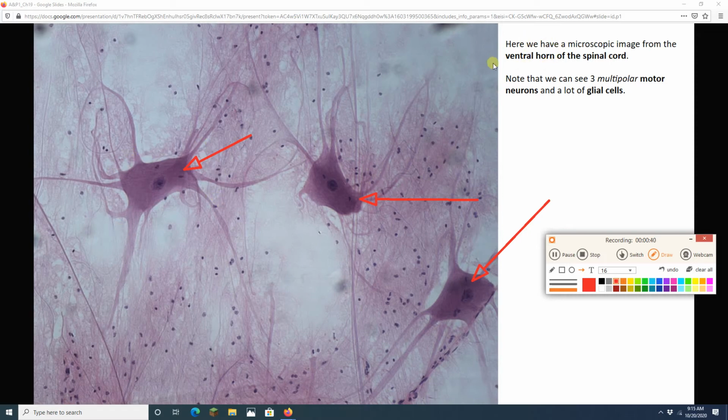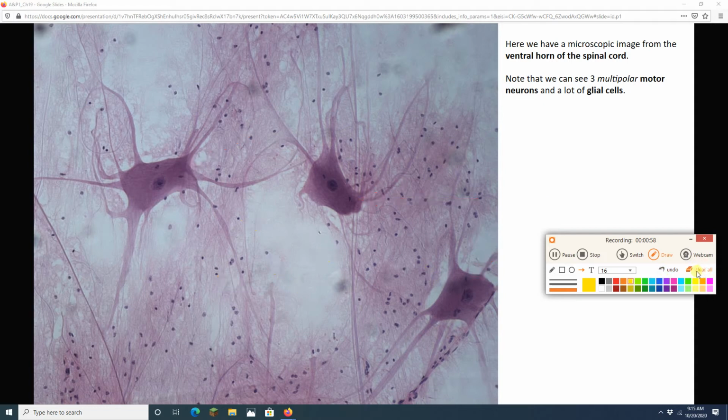If it's from the ventral horn of the spinal cord, as we'll soon see, that tells me that these are motor neurons. Now, I do also see a lot of other smaller nuclei around. These are nuclei of glial cells, the supporting cells of the nervous system.